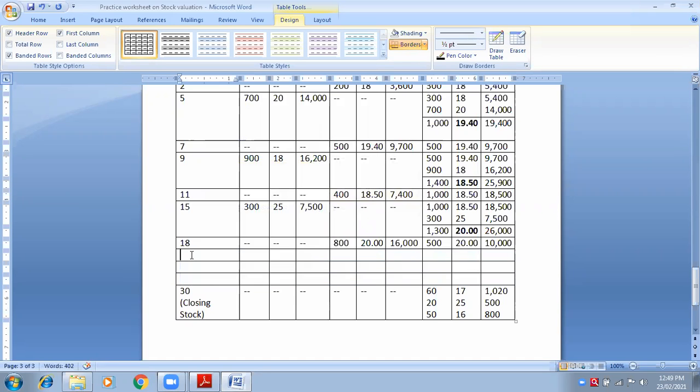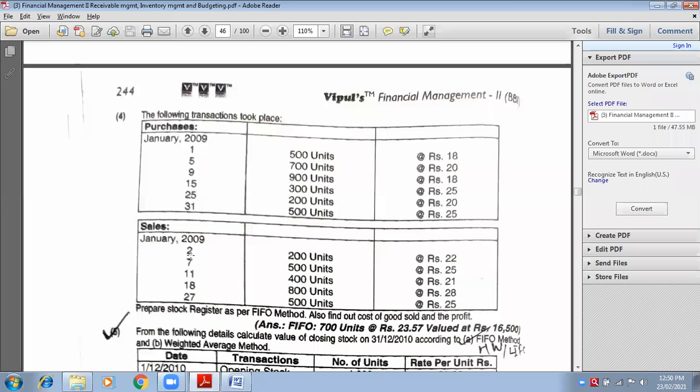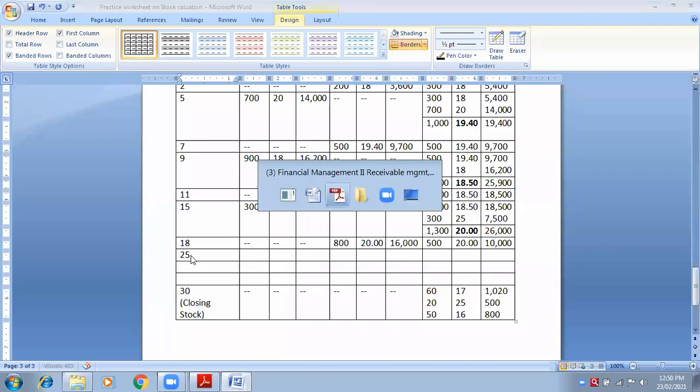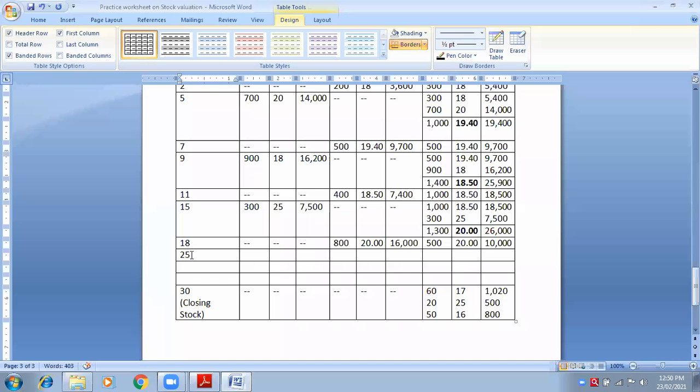Now tell me, after 18th date, which date do we have? 25. What happens on 25? We are purchasing 200 units at the rate 20 rupees. So 25th date, 200 units purchased means receipt at the rate 20 rupees. Just 20 is also fine. So how much will be the amount? 4,000. Issue column will be nil, definitely nil, because issue is not given on the 25th date.